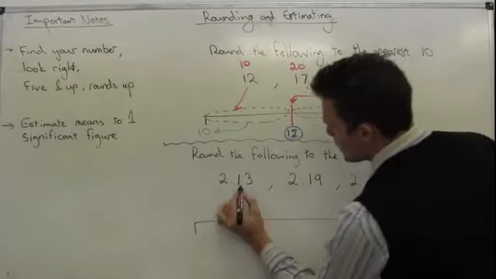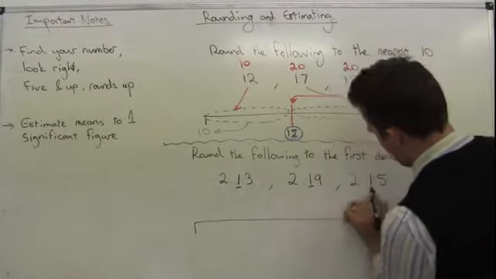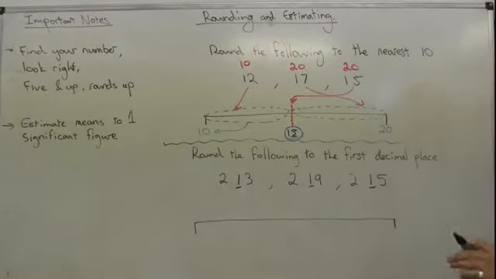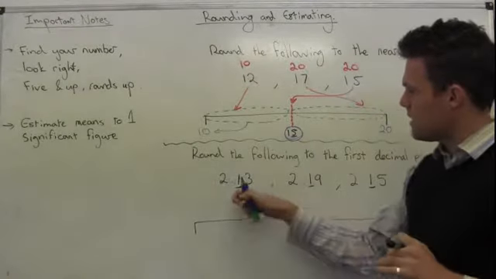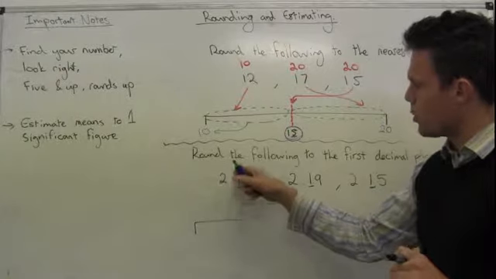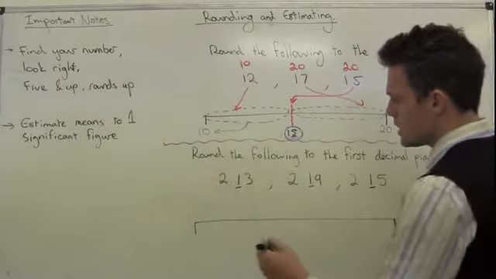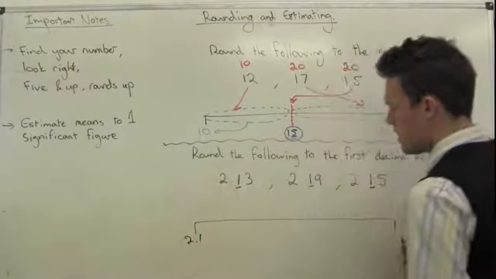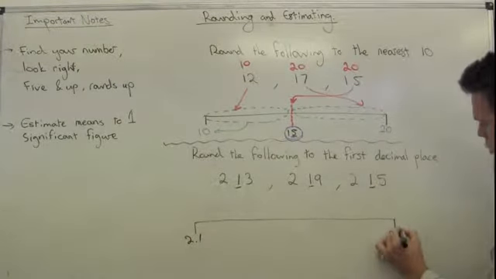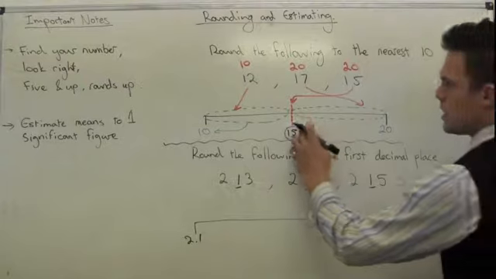Okay, now my first decimal point is that one there. That one there. Now, that means that this number is either going to be 2.1 or it's going to become 2.2. Alright, so let's put that down on my number line, 2.1 and 2.2. Now I'm going to continue with this.